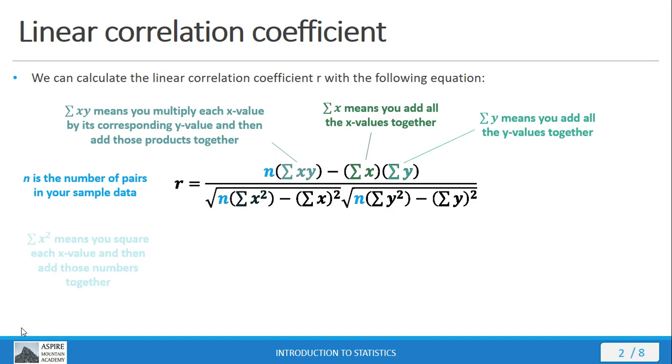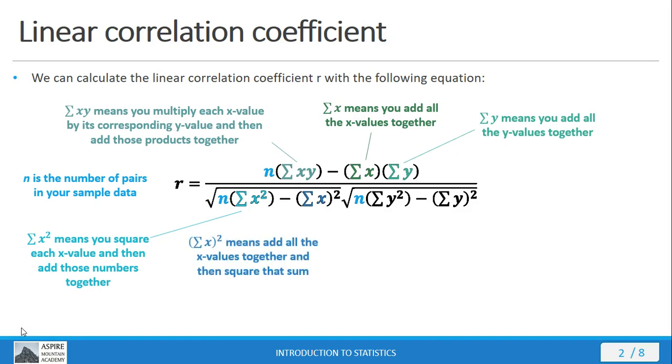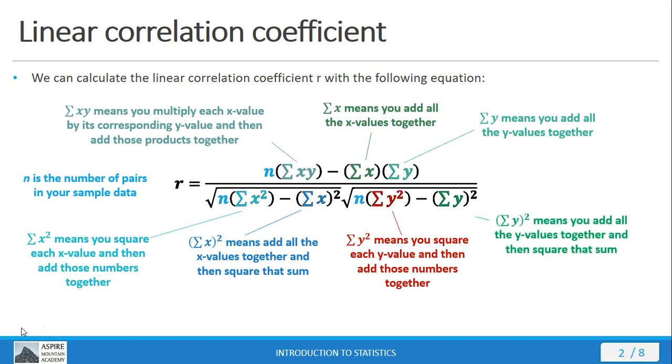Down below, we've got the sum of x squared, which means you take all the x's, square them, and then add all those terms together. And then we've got the sum of x, quantity squared. Very different, because that means you take all the x's, add them together, and then you square it. So note the parentheses determine your order of operations. Right next to it, we've got the same deal with our y values: the sum of y squared and the sum of y, quantity squared.